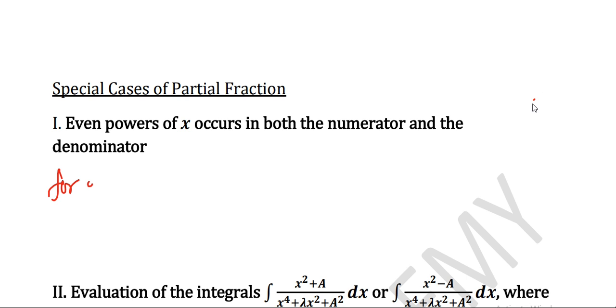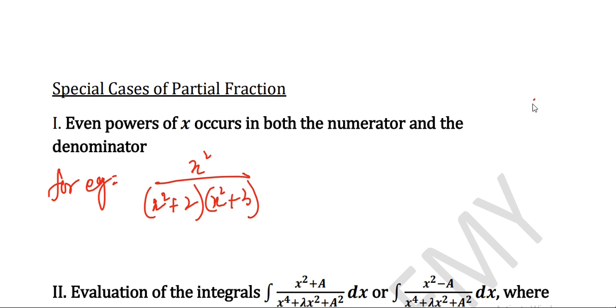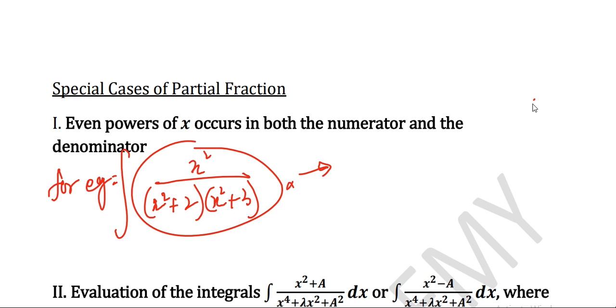like for example, if I say here you have x squared divided by x squared plus 2 and x squared plus 3. In this case, they have asked to find the integration of this. Now in this case, you can simply put x square as t, or x square as y. Don't take t, since we will be using t for substitution here.